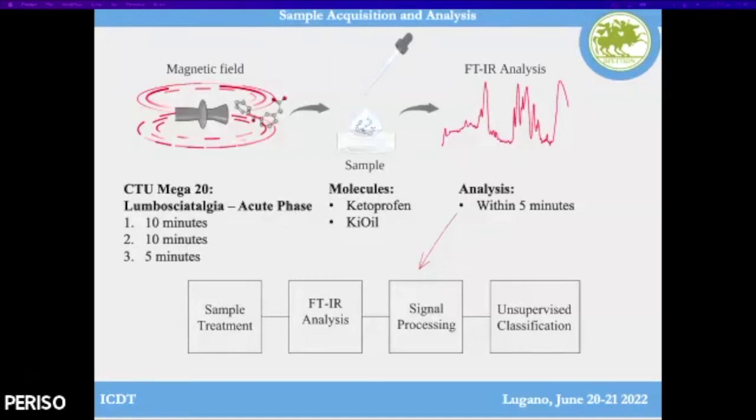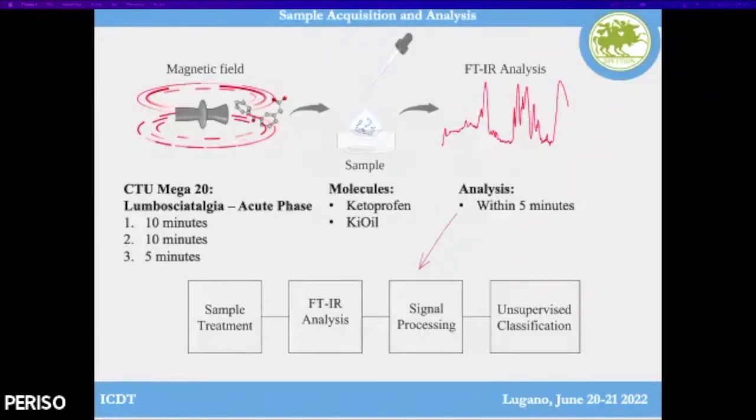The first is widely used, but if I understand well, the problem is that the side effects are at gastrointestinal level or kidneys. So its long-term use is not suggested. Key oil is a nutraceutical product developed at University Magna Grecia and is realized by different components.